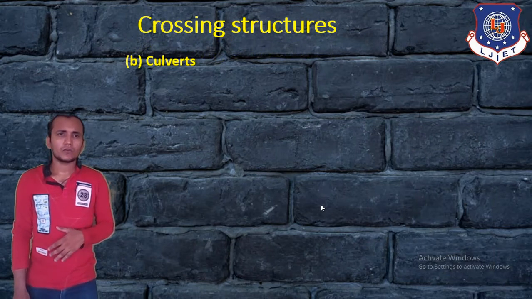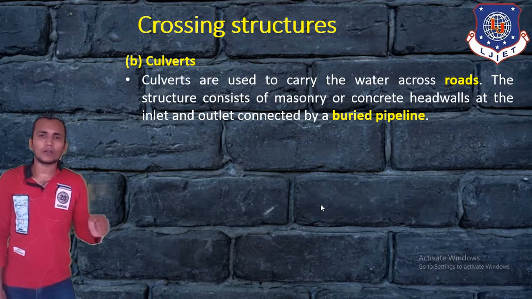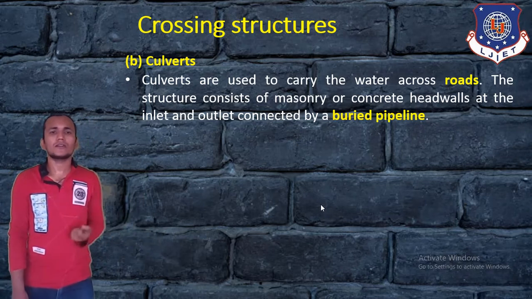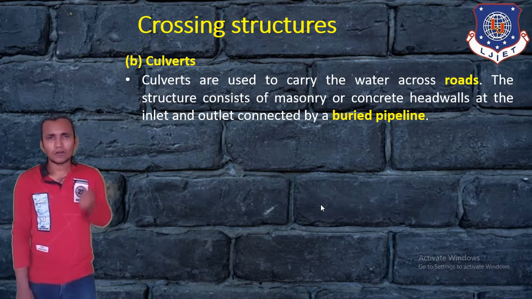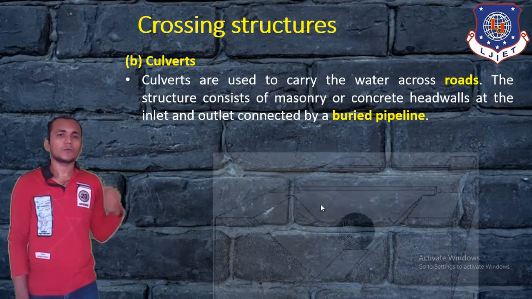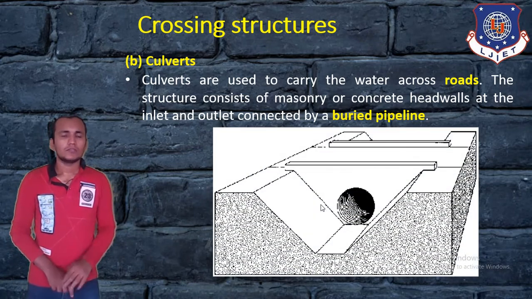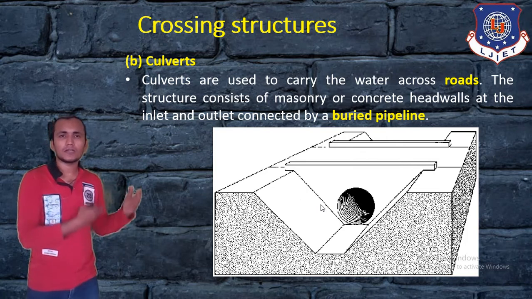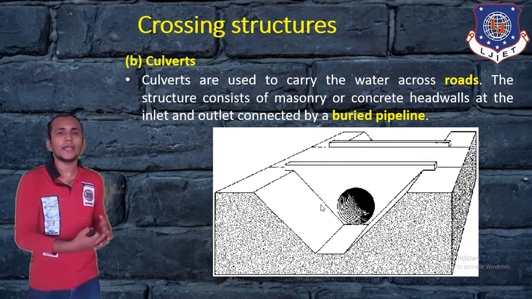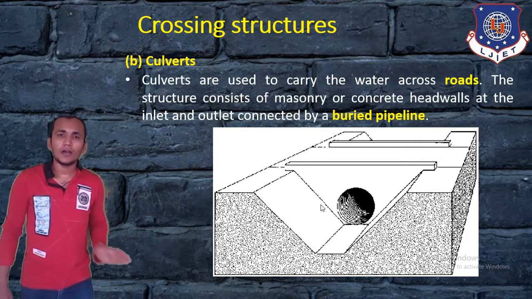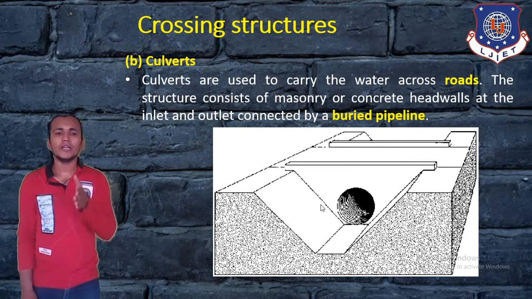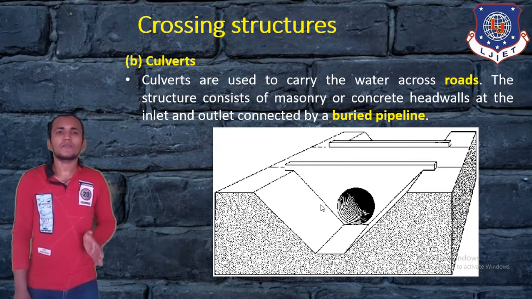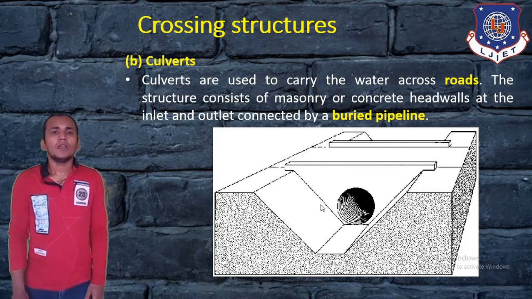Now another one is the culvert. Culverts are used to carry water across the road, and the structure consists of concrete headwalls at the inlet and outlet connected by buried pipelines. Culverts look like this, you can see. We already saw this kind of picture, with some pipeline. By using a pipeline, water can flow underground also. That's why, if a railway is going this way, we have to use this kind of culvert system also.